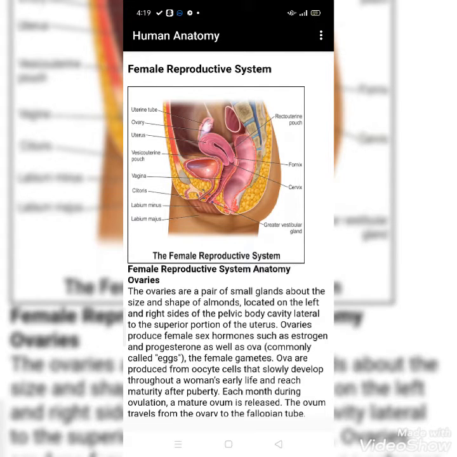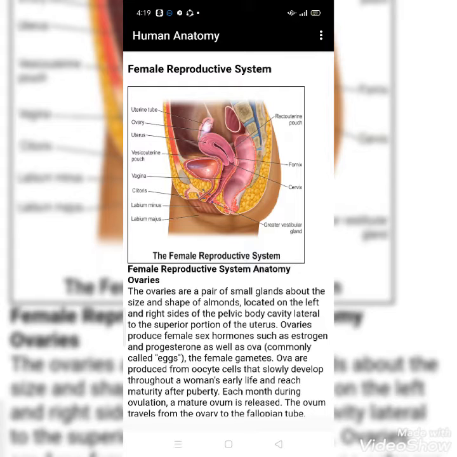Today we will discuss the anatomy of the female reproductive system. In this diagram, we show all the organs of the female reproductive system. So we are coming to the discussion.